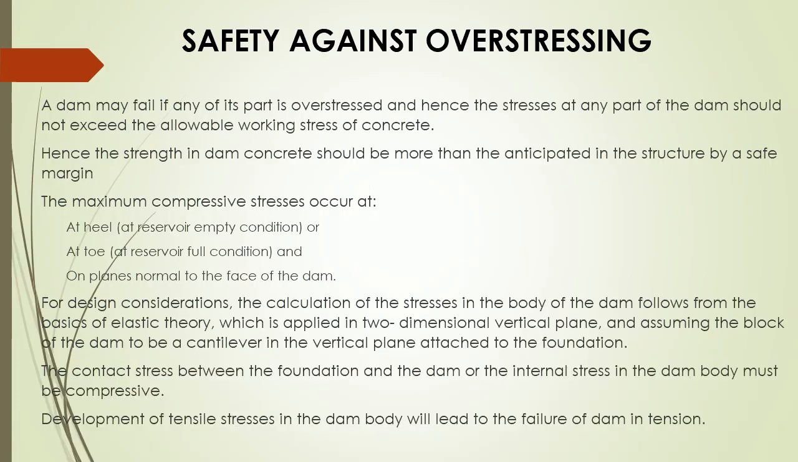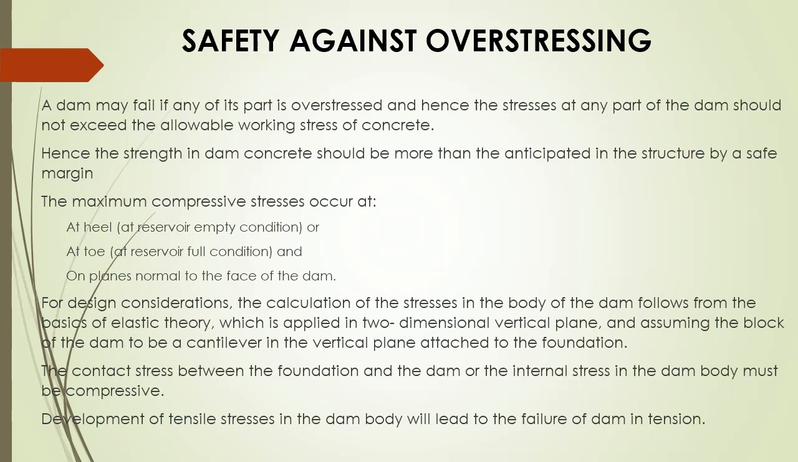A dam may fail if any of its parts is overstressed, and hence the stresses at any part of the dam should not exceed the allowable working stress of concrete. Hence the strength of dam concrete should be more than that anticipated in the structure by a safe margin. The maximum compressive stresses occur at the heel when the reservoir is empty, or at the toe when the reservoir is full, and on planes normal to the face of the dam.